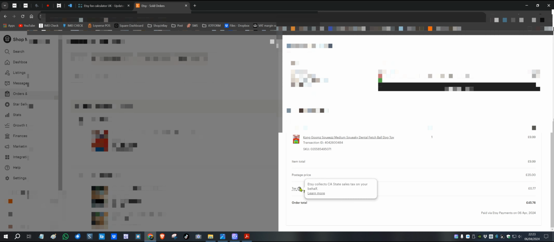Here, Etsy collected California and United States sales tax on my behalf. What I understand is that this is tax collected from the buyer, not from me. However, they have also collected this fee from me. Here I see the order total is £45.76. You need to think about it. I paid £35 for the postage, and I charged the customer £35 postage.